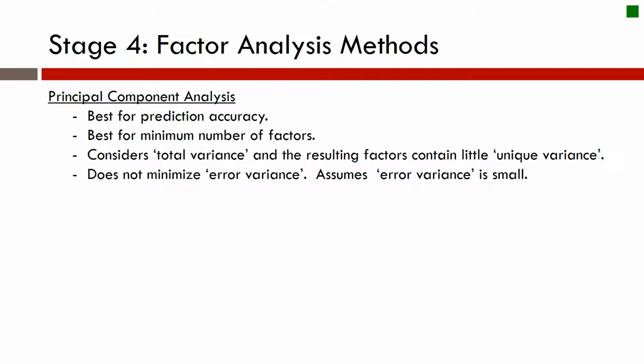Principal component analysis is good for making predictions. It's good for setting a minimal number of factors. Again, it considers the total variance. So when we think of all three types of variance, common, specific, and error, it would focus on total variance together. It does not necessarily minimize error variance, but it assumes it is small.